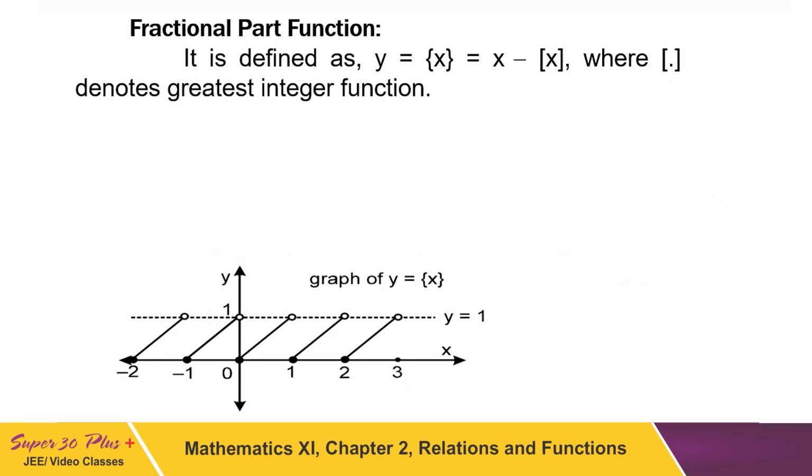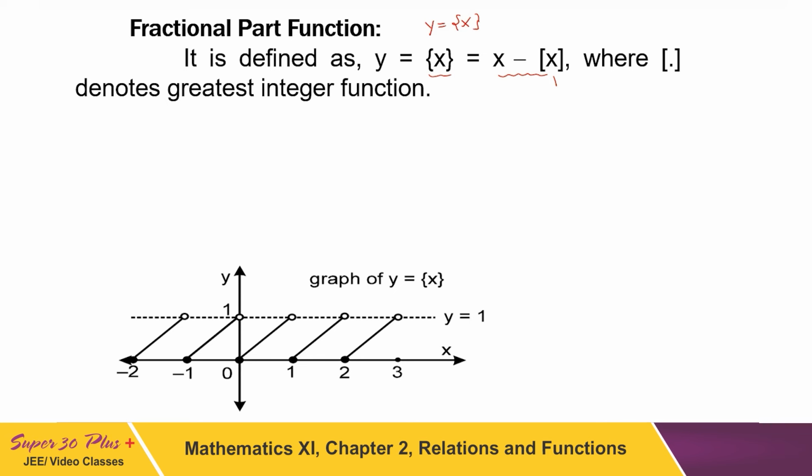Do you get it? Now here is the fractional part function. Fractional part function is represented by y equals fractional part of x, and the definition of the function is x minus greatest integer x, and it is denoted by this curly bracket. Here this is the greatest integer, and as we know, the value of greatest integer x is less than or equal to x.